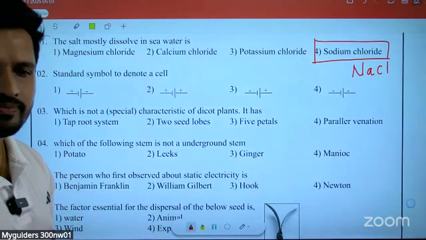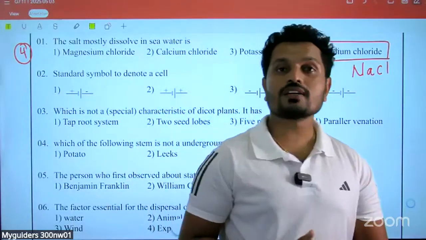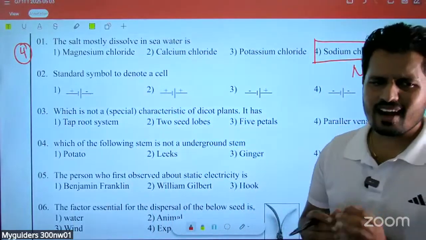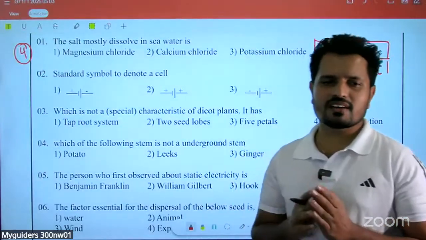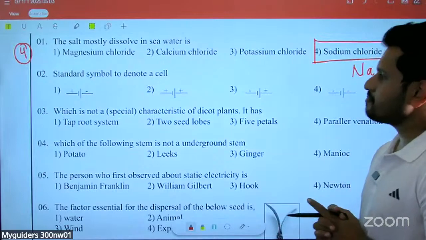Second question, the standard symbol to denote a cell. The standard symbol we use to show a cell. Standard symbol to denote a cell.